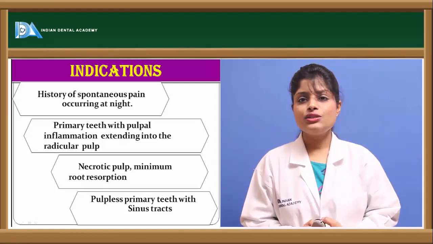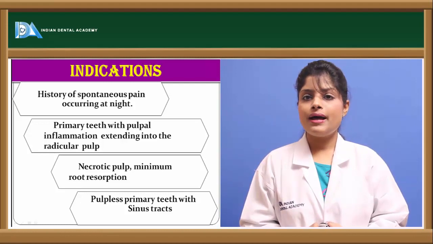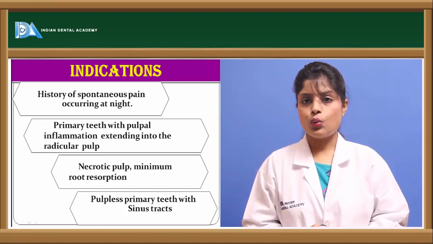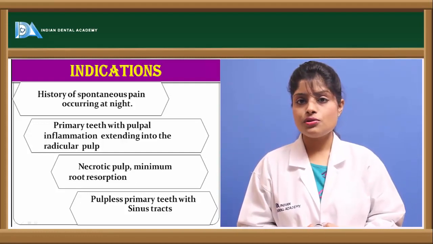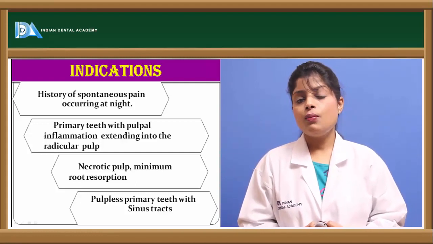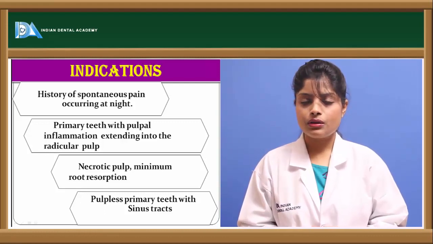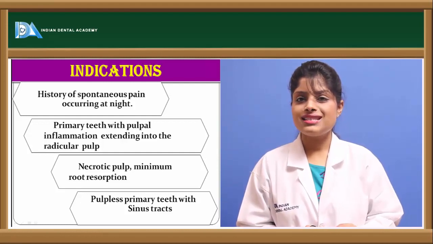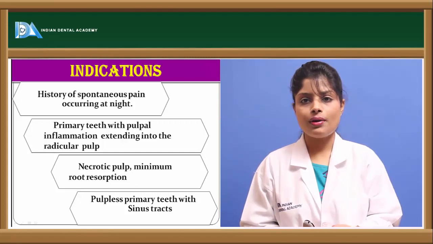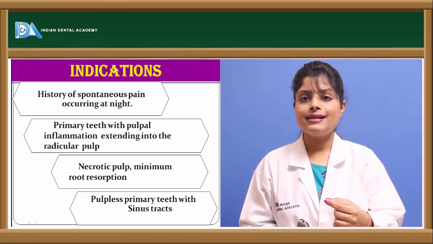Even the primary tooth with inflammation which is extending to the radicular pulp will go for pulpectomy, with a necrotic pulp but minimal to no root resorption, that is, ideally more than 3/4 of the root should be present for the purpose of pulpectomy. Then, sometimes there can also be a presence of a sinus tract or a fistula or a stoma in the gingival portion of the tooth. This will indicate an abscess or the periapical abscess in the tooth.